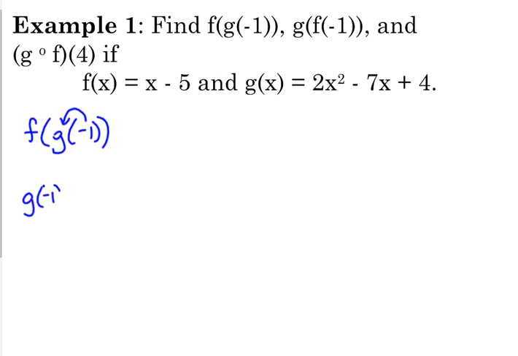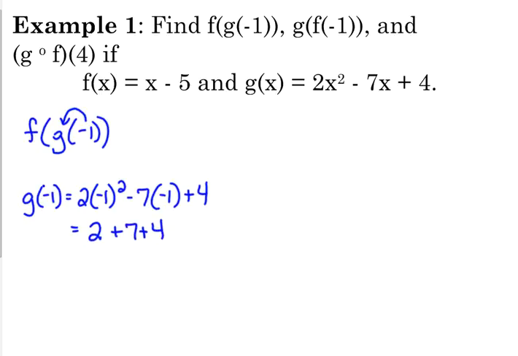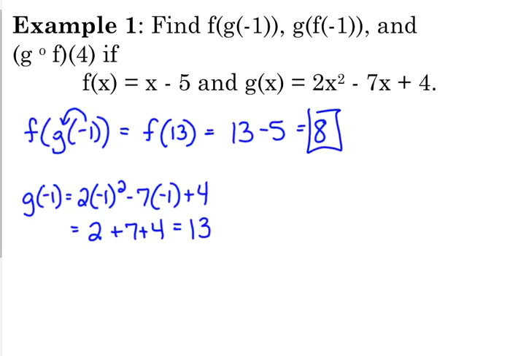So g of negative 1 is equal to, and I'm going to do this without a calculator because I'm trying to get y'all to practice more without a calculator. Negative 1 squared is positive 1. So that's 2 plus 7 plus 4, so that's equal to 13. So then we do f of 13. g of negative 1 is equal to 13, so we replace g of negative 1 with 13, and then we plug 13 into our f of x function. 13 minus 5 is 8. So that is the answer for f of g of negative 1.